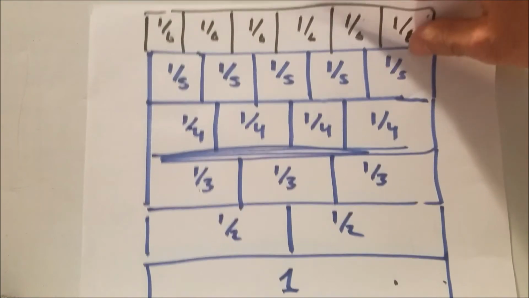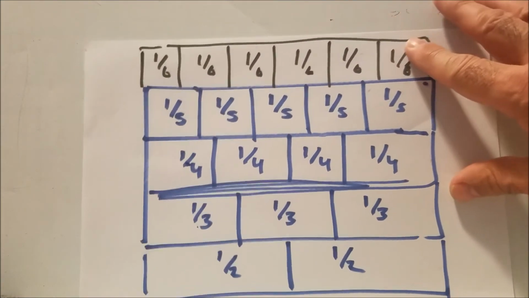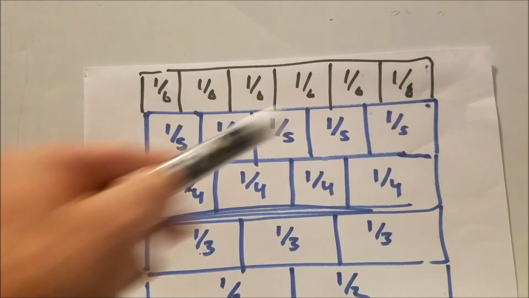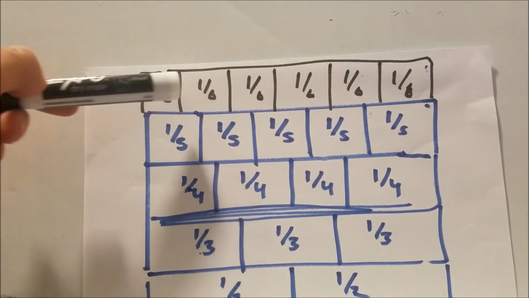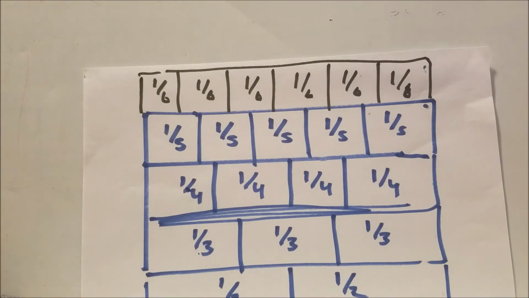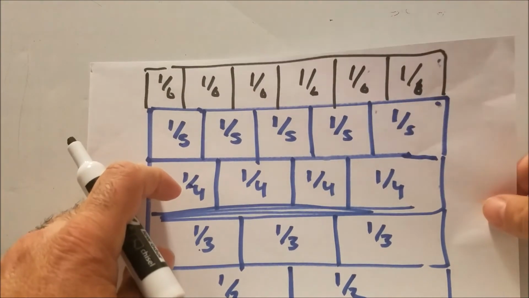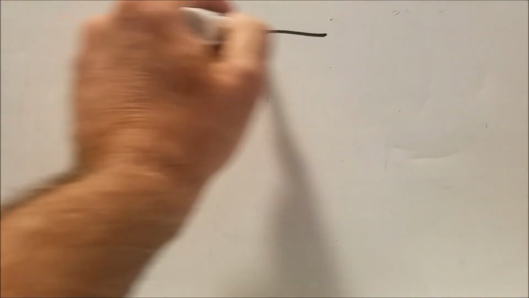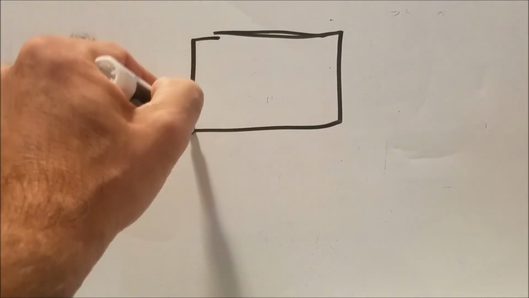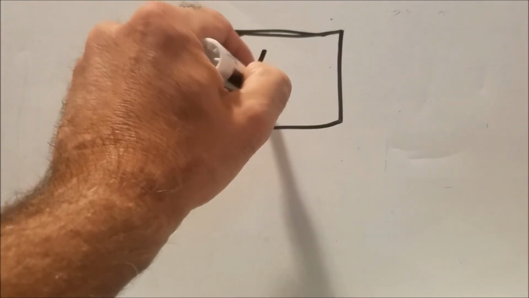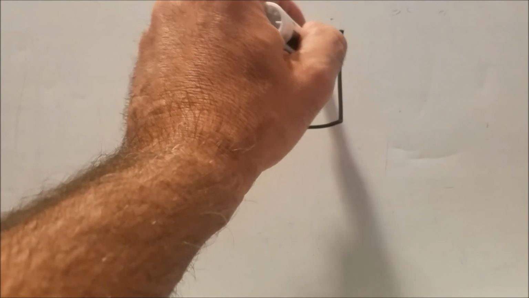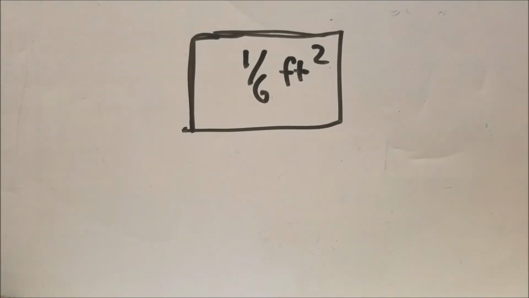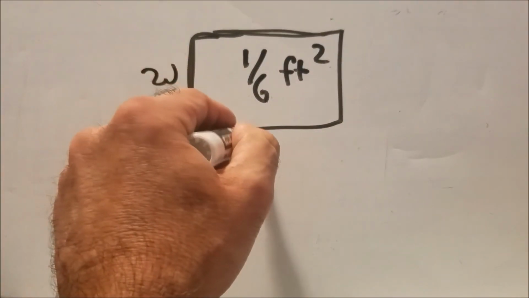Okay, so let's look at another guess and check problem. Let's just keep this here so we can see. So again, here we have 6ths. And you can see the 6ths are smaller than 5ths. So what if we had this question? We make a rectangle. And let's just say that the area is 1/6 feet squared. We'll use feet, right? So we need to know the width and the length.